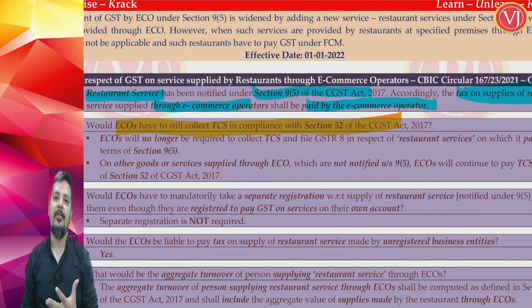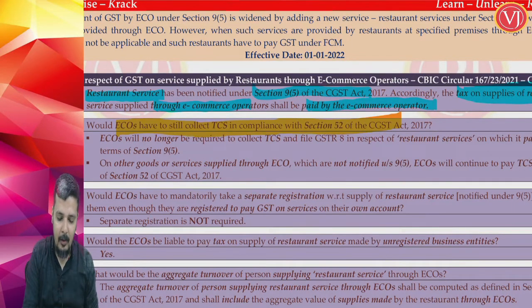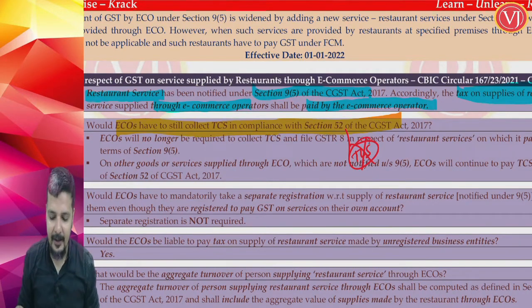Understand that when you see section 52, it clearly tells that if at all Eco itself is paying GST as per section 9(5), TCS will not come. So there will be no longer TCS. So TCS will not be there now. Why? Section 52 is very, very clear in its understanding.